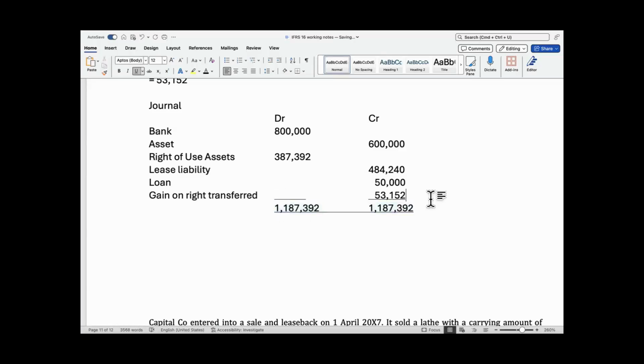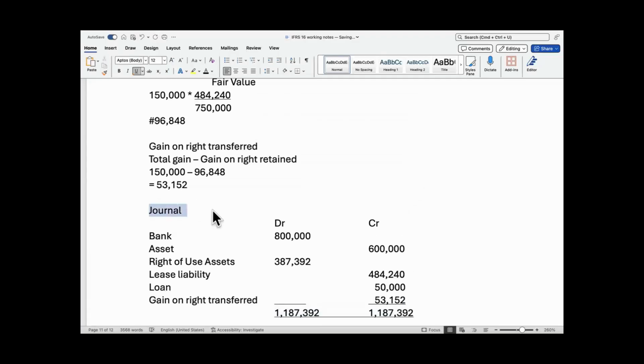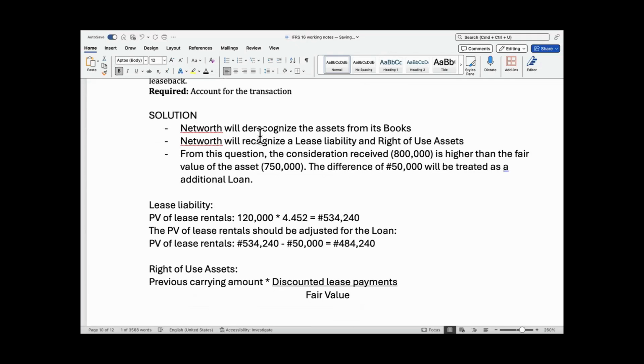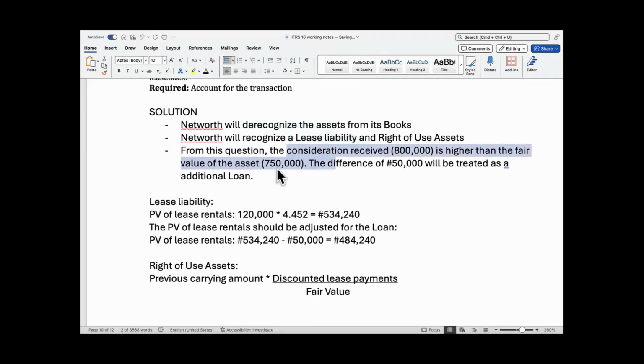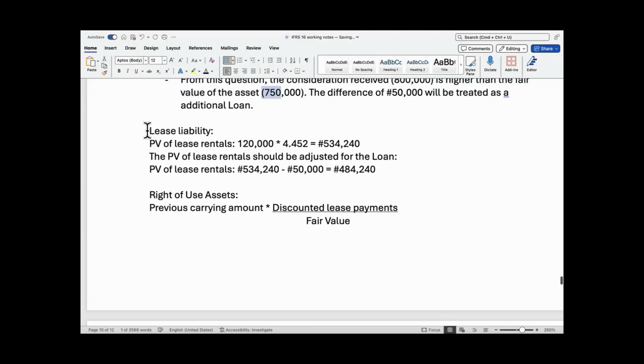So now that's what we're doing. All these are just happening at the date of sale. Removing the asset from the books, recognizing lease liability and right of use, checking the consideration received against the fair value, treating the difference as a loan. This teaches you everything that needs to be known.